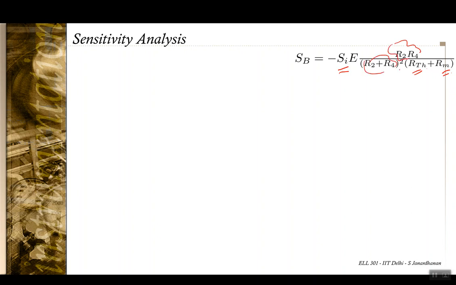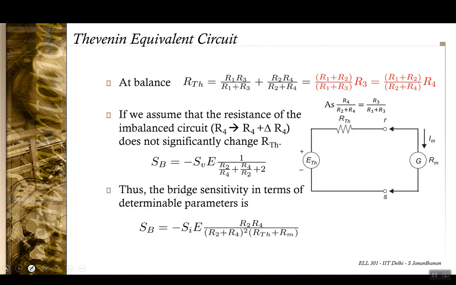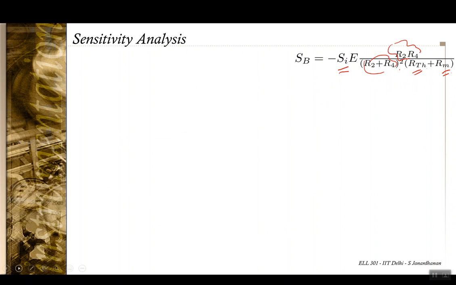So let's keep note of what the Thevenin resistance is. R1 plus R2 by R2 plus R4 times R4, right? So we have RTH is R1 plus R2 by R2 plus R4 times R4. Okay, so we'll make use of that.